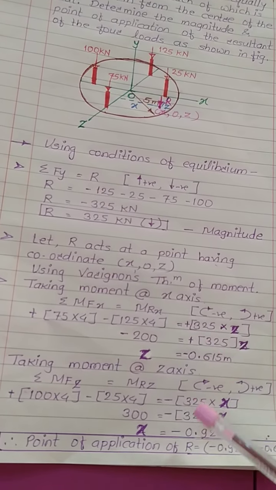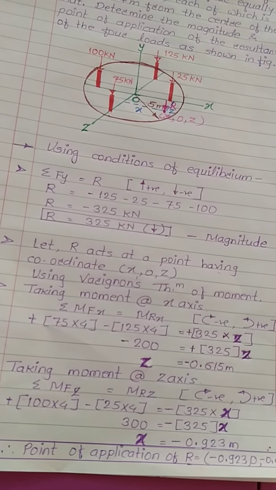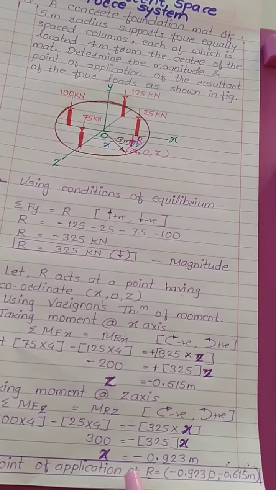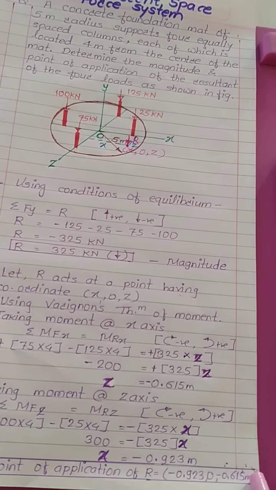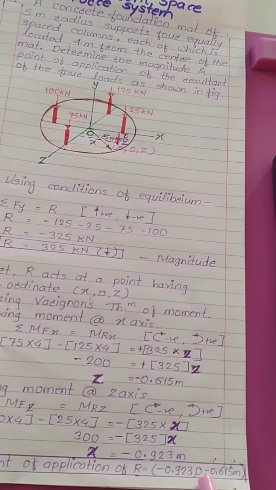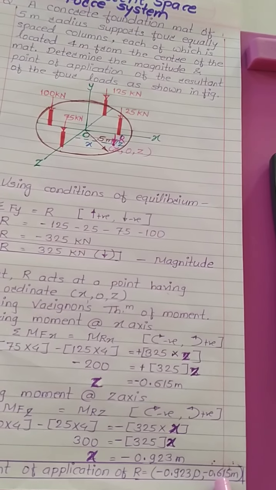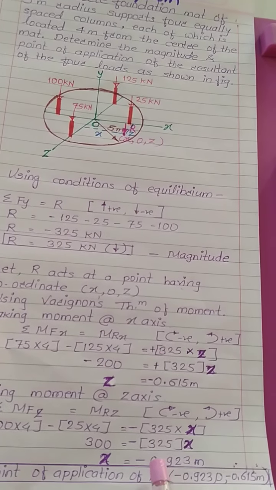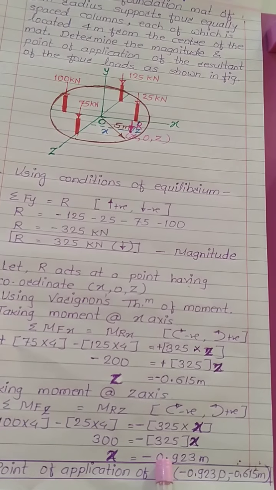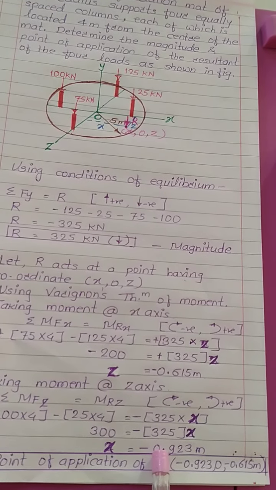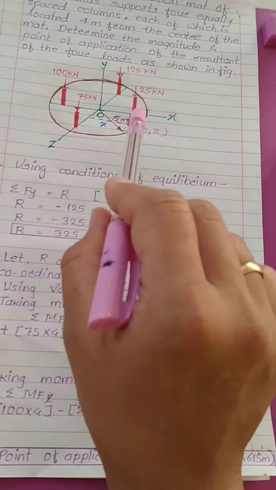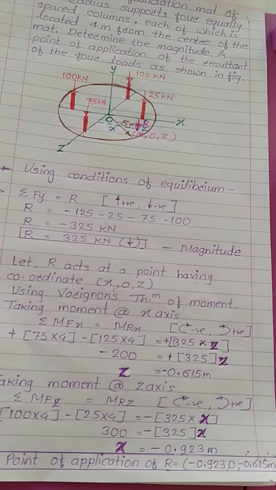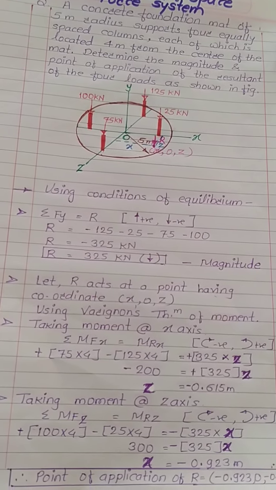So here I got two values of coordinates, and already we know the coordinate y is 0. So the point of application of resultant will be x, y, z. So x is minus 0.923 meter, y is 0 and z is minus 0.615. This minus sign on x indicates it must act on the negative x side, and z is also negative. So the resultant must act on this side instead of this side. I hope you have understood this numerical. Thank you.